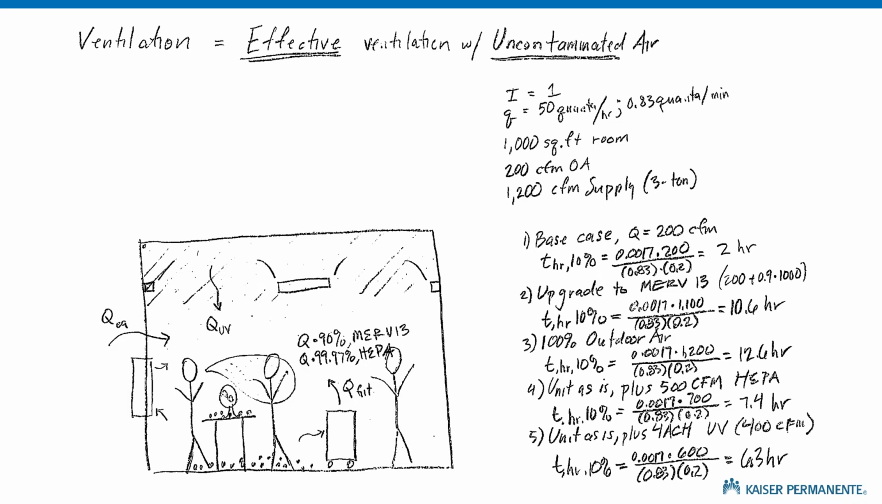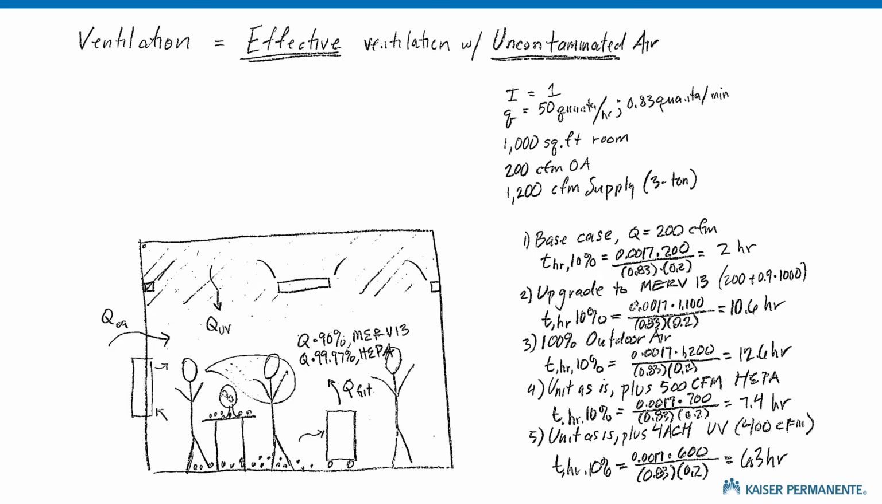If we upgrade to MERV 13 filters, then 90% of that 1,200 CFM becomes uncontaminated air, and that pushes the 10% risk mark out to 10 hours. We could also convert the unit to 100% outside air. That has basically the same effect. It goes over 12 and a half hours.